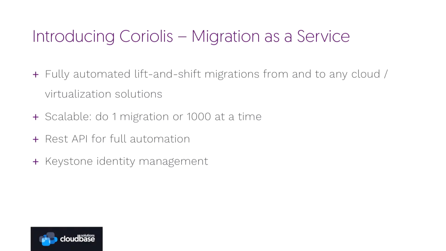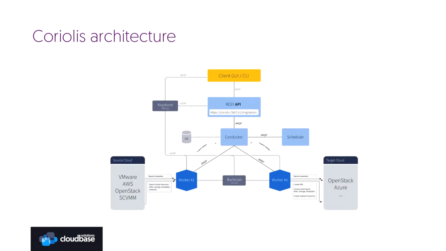Fully automated lift and shift migrations, end-to-end, between clouds or virtualization solutions. Scalable, it should be able to do one migration or 1,000 at a time, it needs to have a REST API, and it needs to use Keystone for identity management. So basically, it has to look and feel like an OpenStack project from every possible perspective, okay? Our goal at some point will be to provide it, let's say, as part of the generic OpenStack projects like Nova, Cinder, and everything. So that's why we wrote it exactly like those.